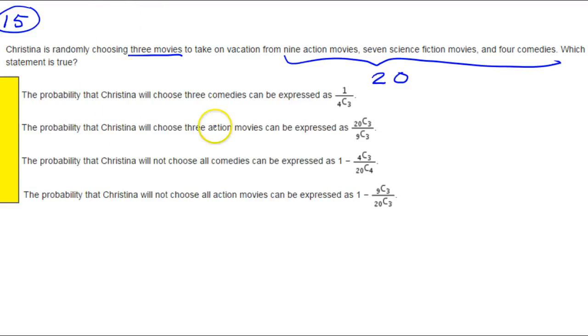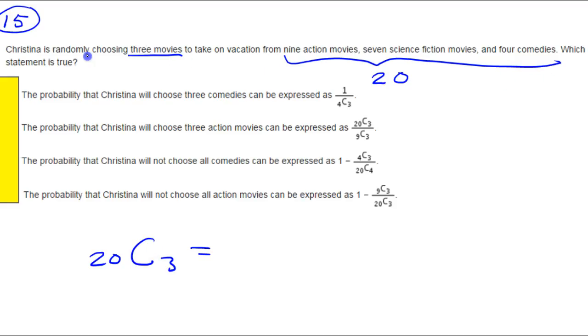So, before I even see what these different possibilities are, I know that the total number of ways, like combinations of 3 movies that she could pick, is 20 choose 3. Alright, I'm talking about combinations because the order doesn't matter. We're just doing groups of 3. It would be the same movies no matter what order you mention them. So this is the total number of ways she can pick 3 movies out of what she has.